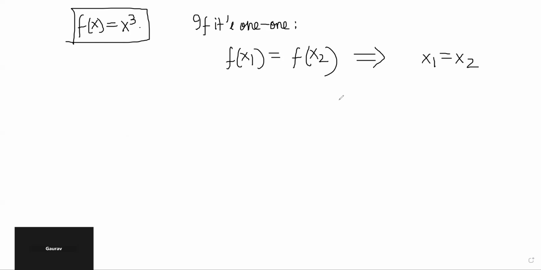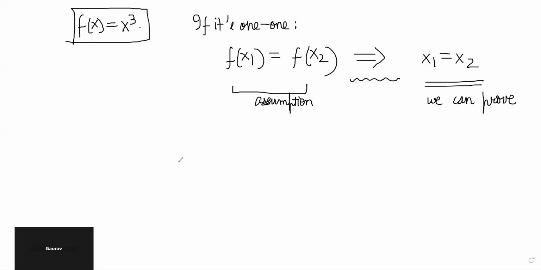Do you understand the meaning of this symbol? Yes, sir. So basically, we are saying this is the assumption, and from the assumption, we can prove this, right? Do you understand what I'm saying? Yes, sir. If this happens, that from this assumption we can prove this, then we can say that it is one-one, right? Yes.